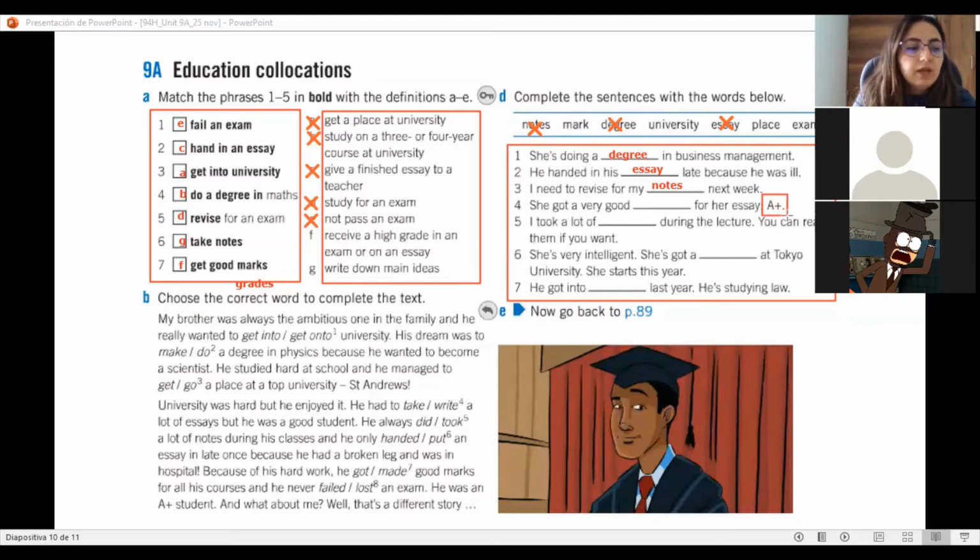Remember that in some places they use the grading system with letters. A+, A, B. Sí, en otros lugares utilizan el sistema de notas con letras, ¿no? Tal persona obtuvo una A, una B, una C. So she got a very good mark. Obtuvo una muy buena nota, mark. Good. Let's continue with number 5. What would it be?